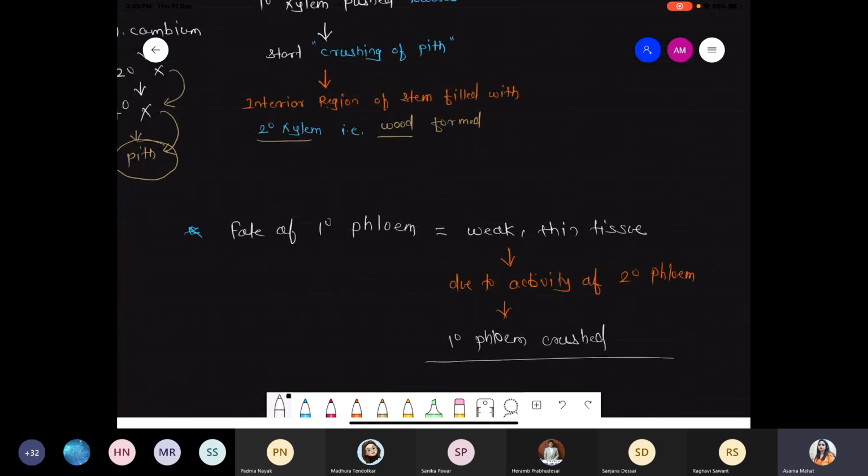So no question from the primary phloem part. Whatever questions come will be from wood formation, because during wood formation the internal part of the stem, which is mostly rich in pericycle, pith, etc., all those cells get crushed, and the interior is totally filled with secondary xylem. And once it is filled with secondary xylem, we can clearly say that inside the plant the wood formation process has been initiated and the plant becomes mature.